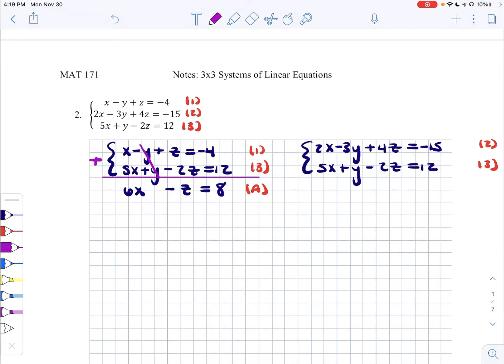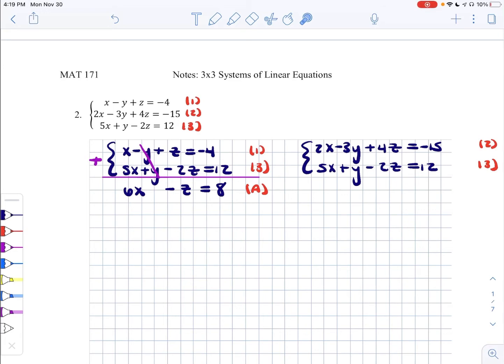Now this time we have to do a little bit more work in order to eliminate the y variable, but it's still going to be pretty easy. So remember, since we eliminated y in our first pair, we have to eliminate y in the second pair as well. It's important that you're always eliminating the same variable from both pairs. If you eliminate a different variable, you're not going to get anywhere. It's not going to help you with anything.